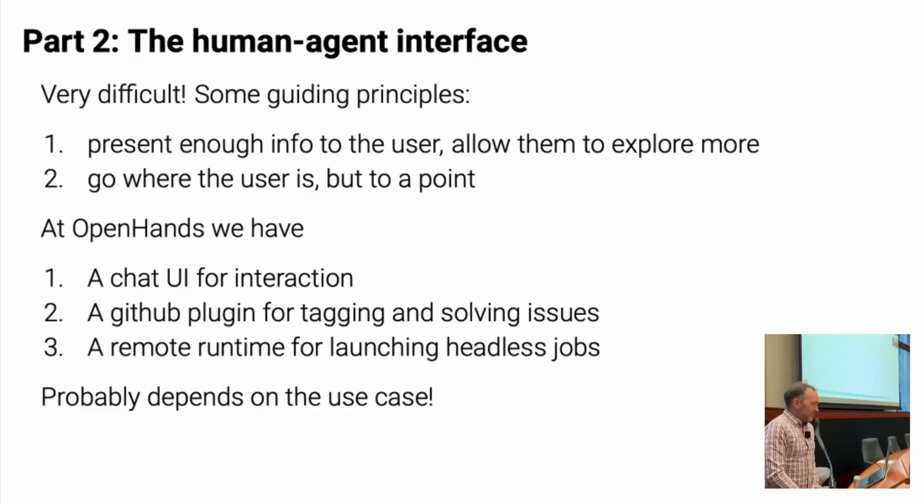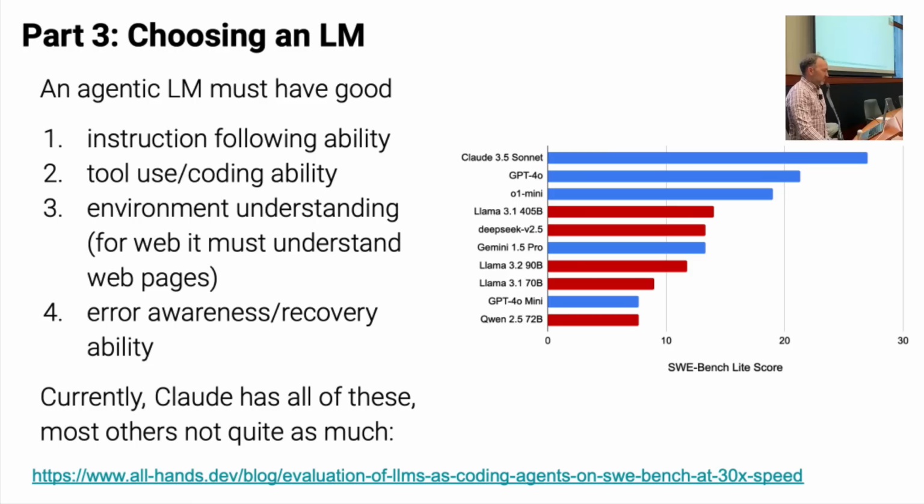Another thing I think about a lot is choosing a language model. And for agentic LMs, we have to have a bunch of things work really well. The first thing is really, really good instruction following ability. And if you have really good instruction following ability, it opens up a ton of possible applications for you.